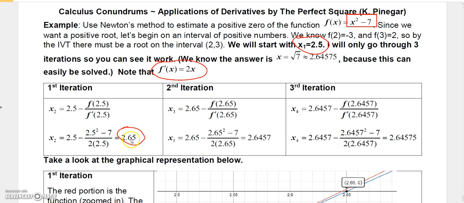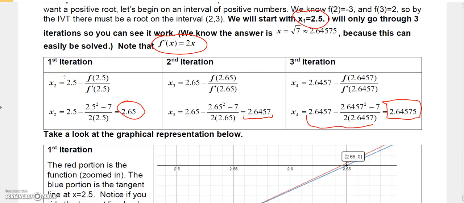If we now take 2.65 and call that x2, then to get x3 we take 2.65 minus the function evaluated at 2.65 divided by the derivative evaluated at 2.65. Then we get 2.6457, which is even better. If we did it one more time, x4 would be 2.6457 minus the function evaluated at 2.6457 divided by the derivative evaluated at 2.6457, and we get 2.64575. So with 3 iterations, I'm able to approximate the square root of 7 to 5 decimal places using Newton's method.